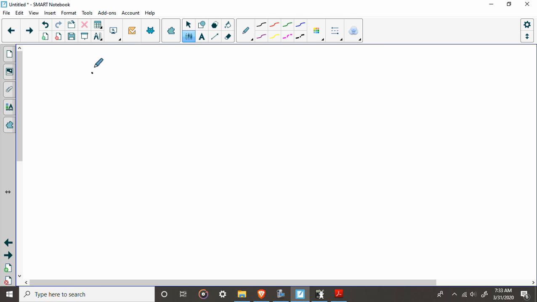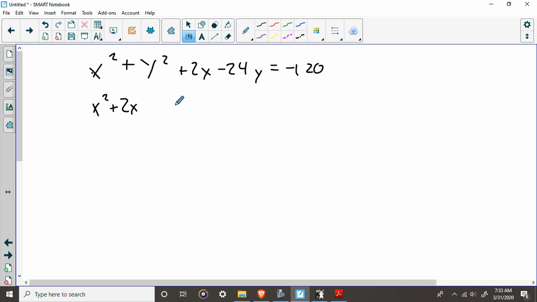All right, let's make it a little more complicated. X squared plus y squared plus 2x minus 24y is equal to negative 120. Okay, so again, we have no constants on this side to move. X squared plus 2x plus y squared minus 24y is equal to negative 120.